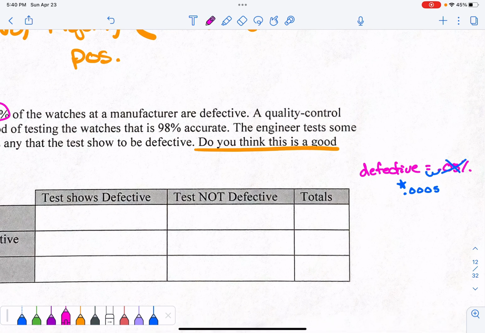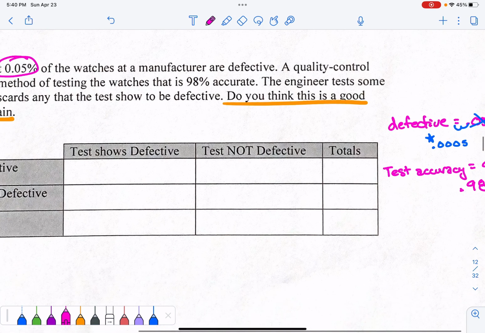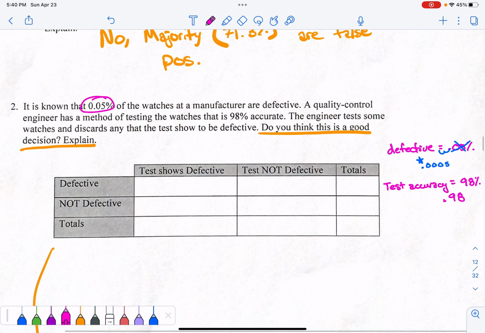Okay, now our test accuracy is, well, it's better. It's 98% this time, which is 0.98, the number that we're going to use. What's happening is we have watches coming through this assembly line. Some of them are defective, and we have a 98% test that's going to tell me whether they're defective or not. So I'm testing all these watches. 98% is not a bad percentage for accuracy, but we'll see what it does when we crunch the numbers.